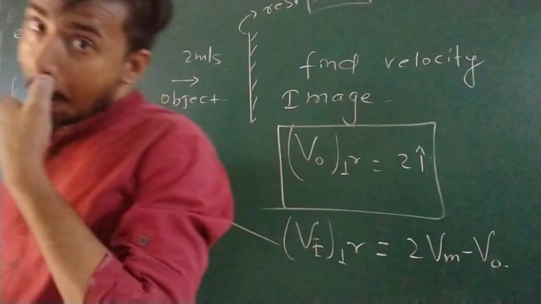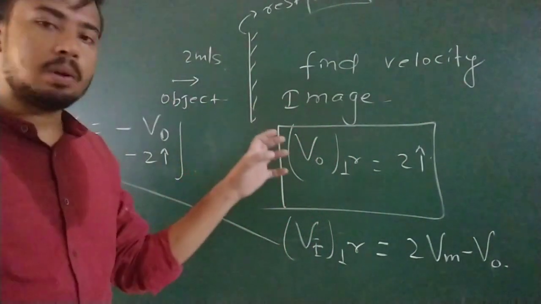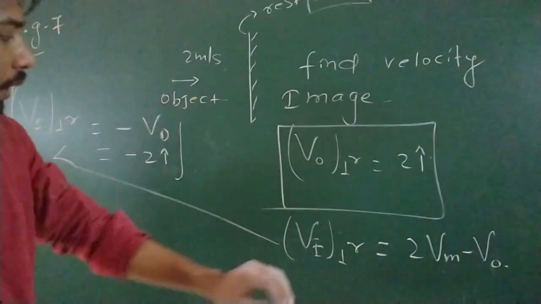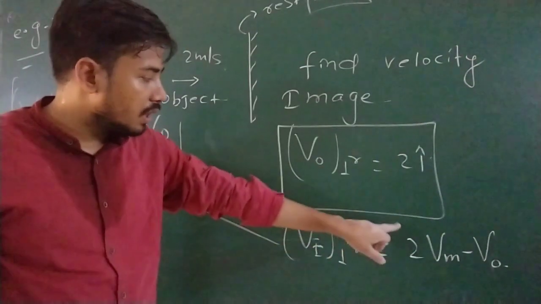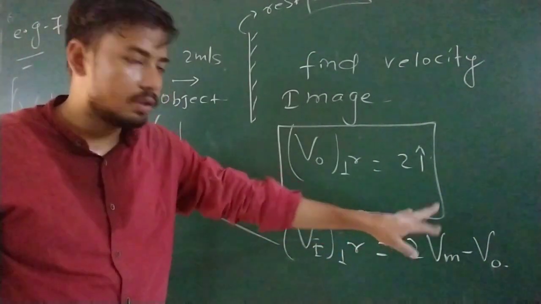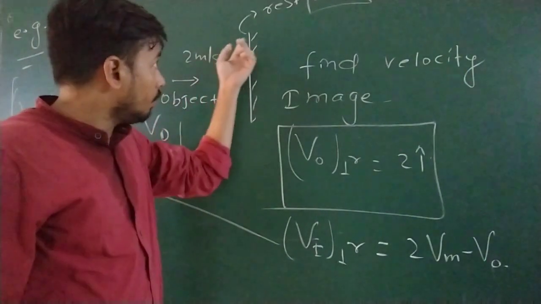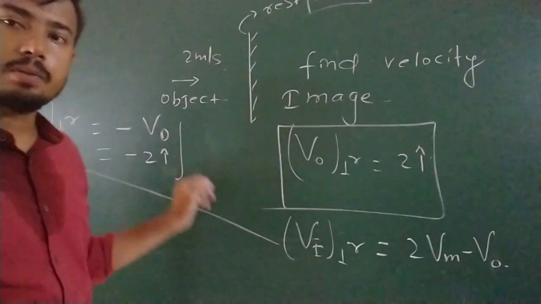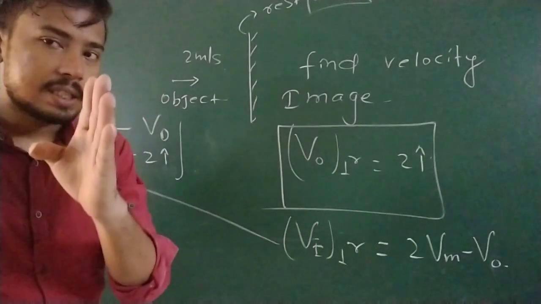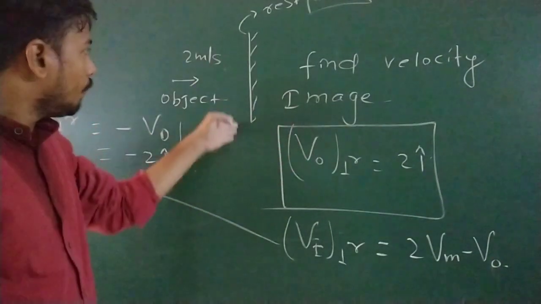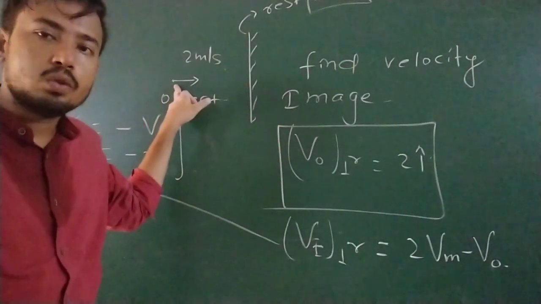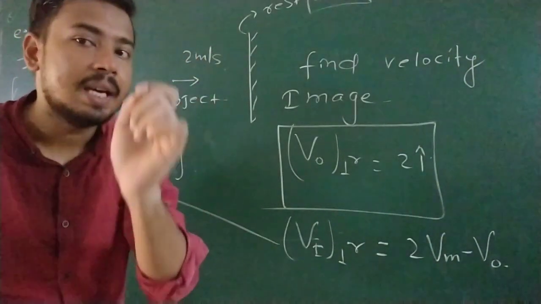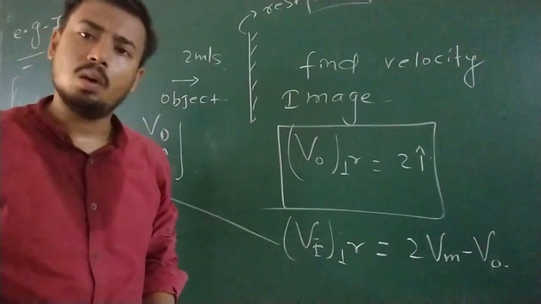Getting my points? Again I am telling you, whenever you are facing such kind of problem, you have to take two components, perpendicular to mirror and parallel to mirror. In the perpendicular direction, velocity of image is equal to 2 times velocity of mirror minus velocity of object. Here the mirror is at rest, so this becomes 0, and velocity of image is equal to negative velocity of object. Now second case, parallel to mirror. Object has 0 velocity, so image should also have 0 velocity, because in the parallel direction velocity of object is equal to velocity of image.